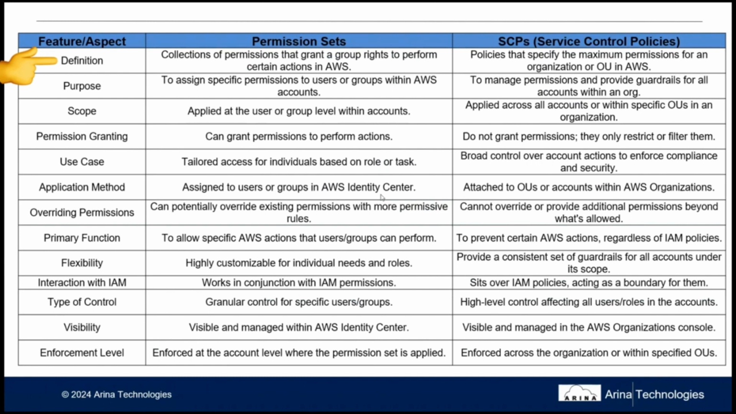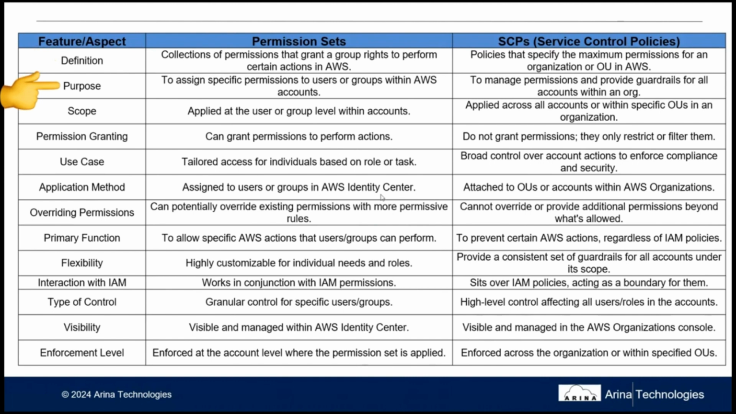What are service control policies? They're policies, nothing different from a JSON policy, like the permission set is a JSON policy and the service control policy is a JSON policy. But you don't attach the service control policy to a user. You attach it to an organization or account in AWS, or an organizational unit in AWS.